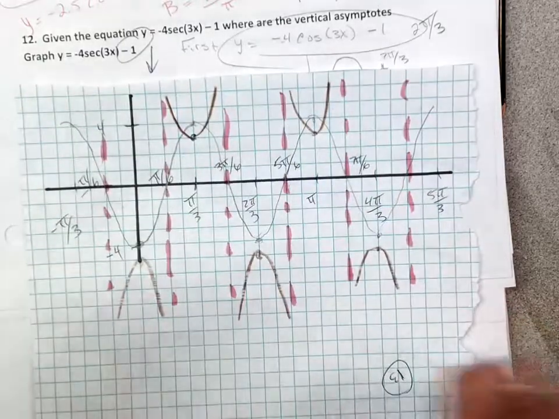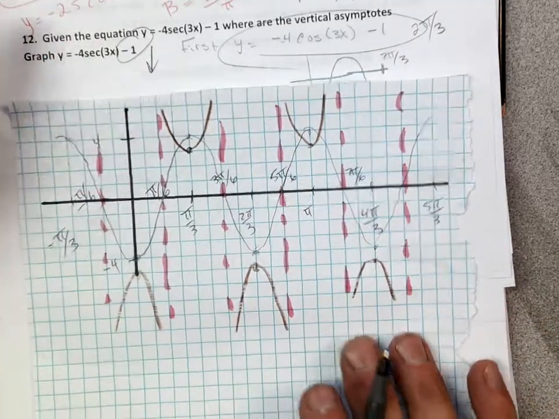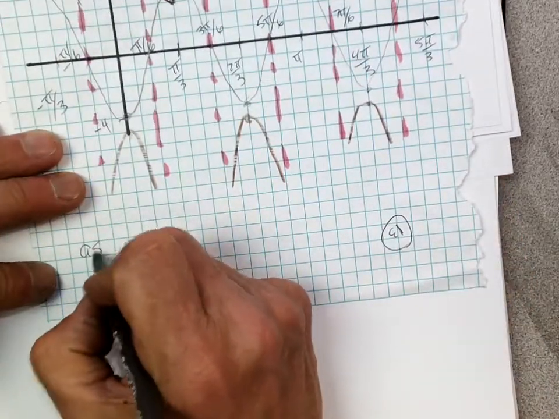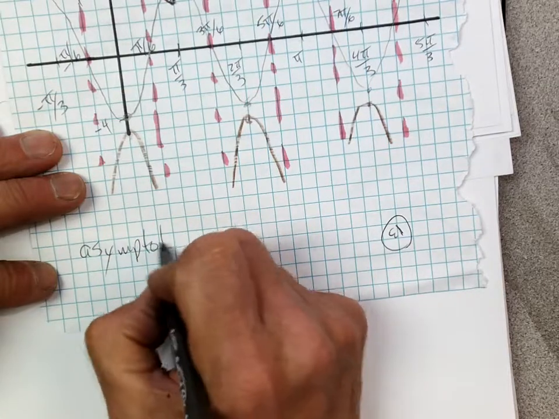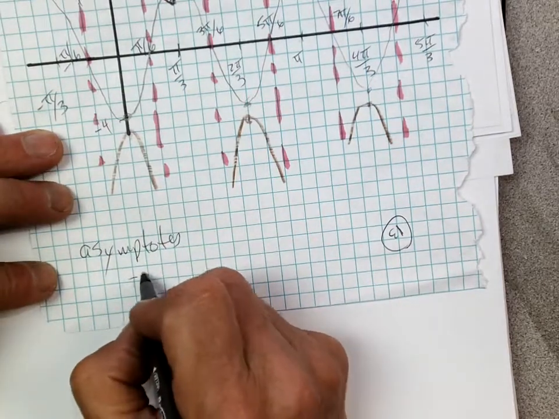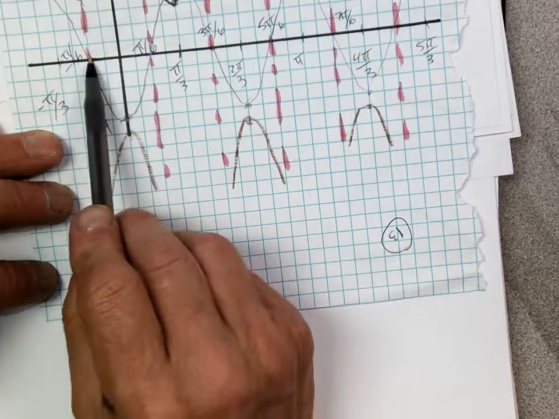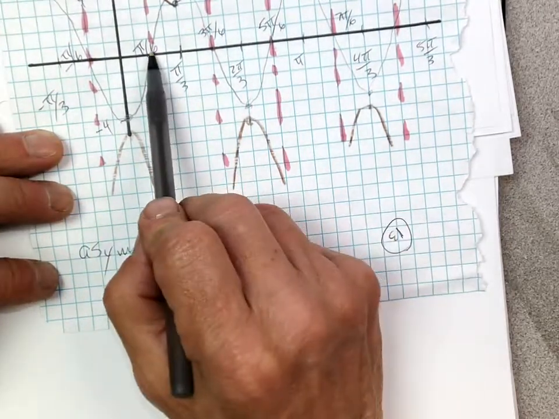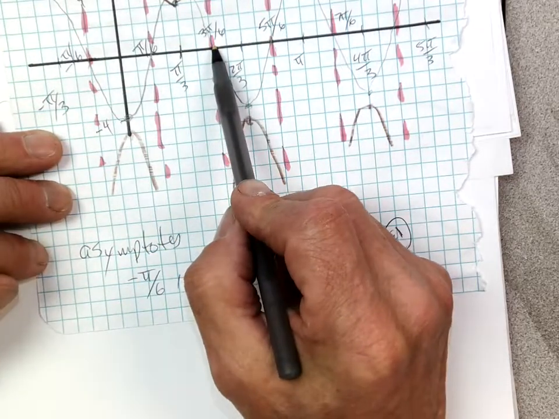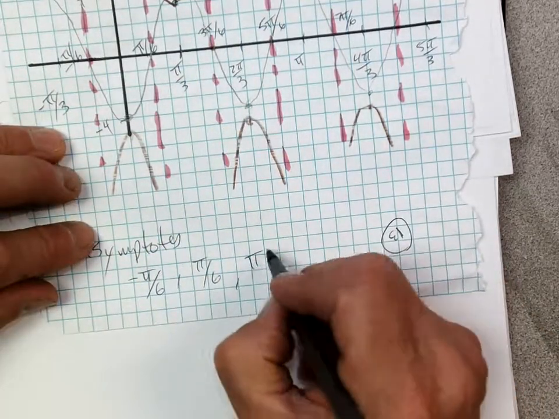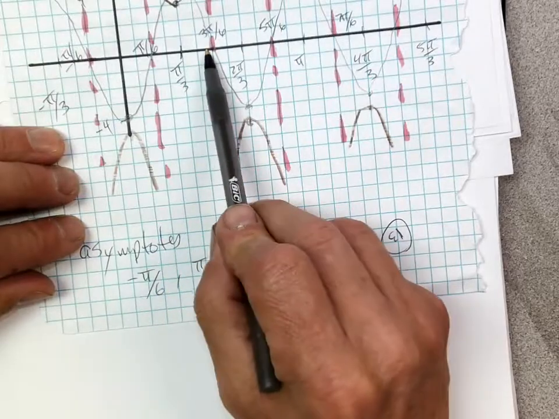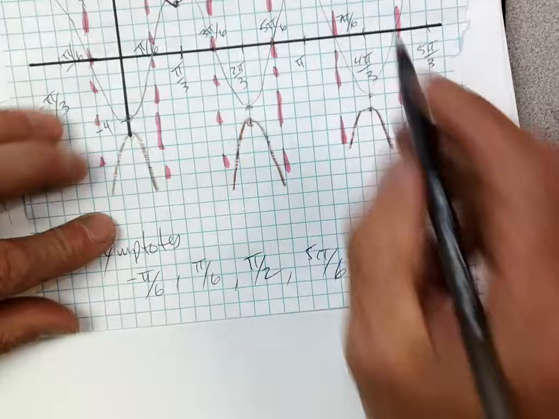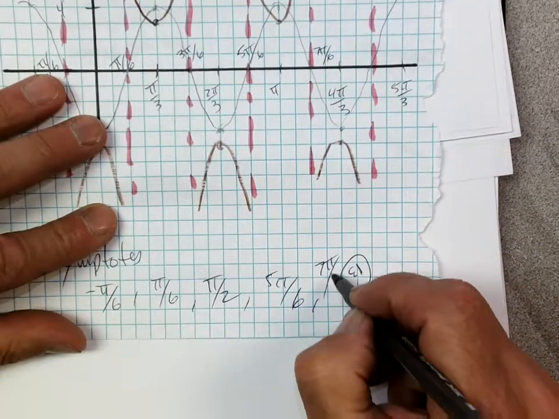So I'd answer for my asymptotes, you ready? I would answer for my asymptotes, where the asymptotes are at. I'd say my asymptotes are at negative pi over 6, at pi over 6, at 3 pi over 6, how about pi halves, right? Same thing. At 5 pi over 6, 7 pi over 6, and that's enough that you put those down.